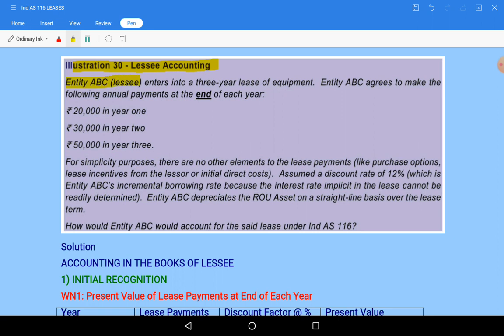Entity ABC is lessee. They are saying it enters into a 3 years lease of equipment. Entity ABC agrees to make the following annual payments at the end of each year. So who is lessee? ABC is lessee. They said how many years? 3 years lease term, of leased asset equipment. At the end: first year end 20,000, second year 30,000, third year they are paying 50,000.